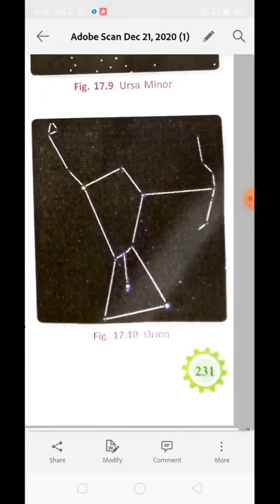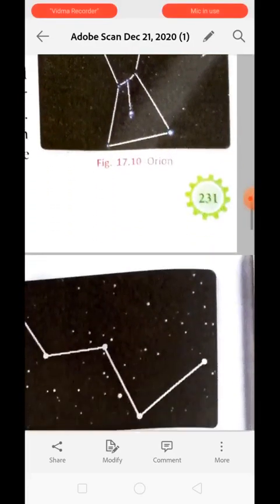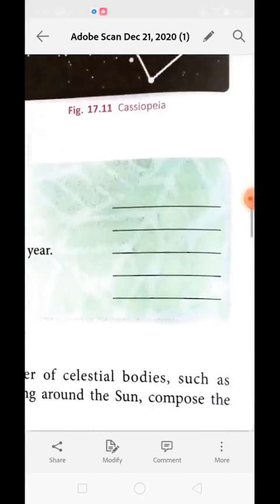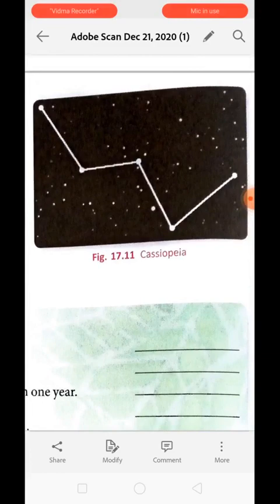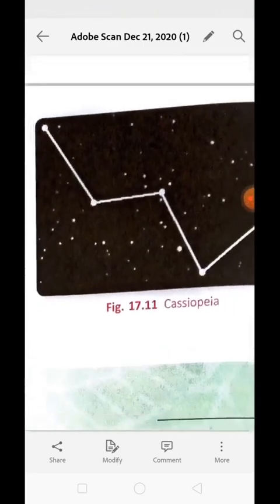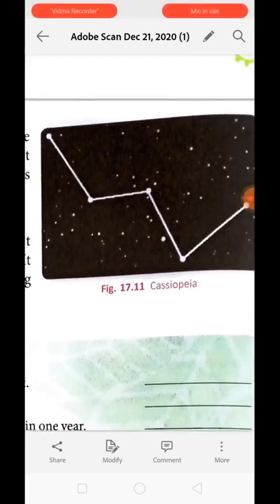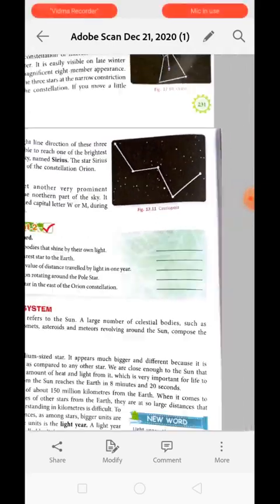Understood? Now, next is Cassiopeia. Cassiopeia is yet another very prominent constellation of the northeast part of the sky. It appears as a distorted capital letter W or M during early winter nights. It appears like a W, or it can be an M if we invert the diagram. So this is all about the constellations that we have to study.